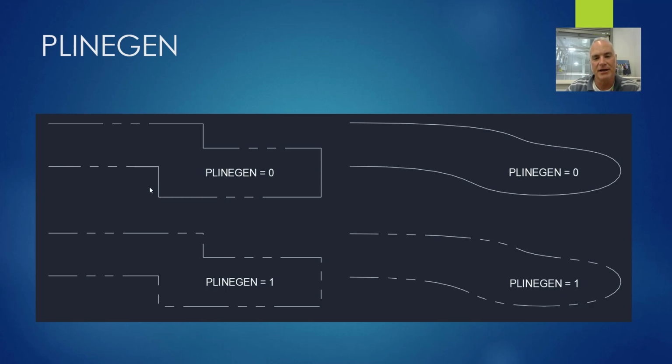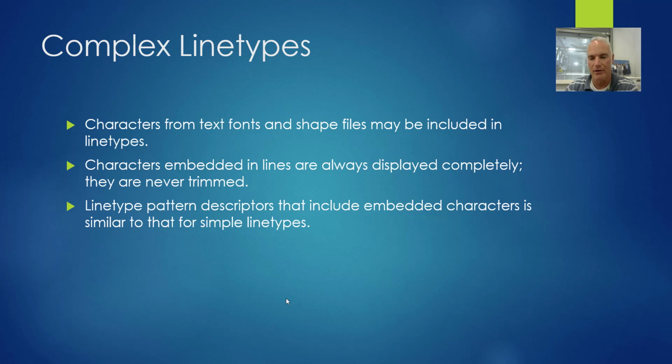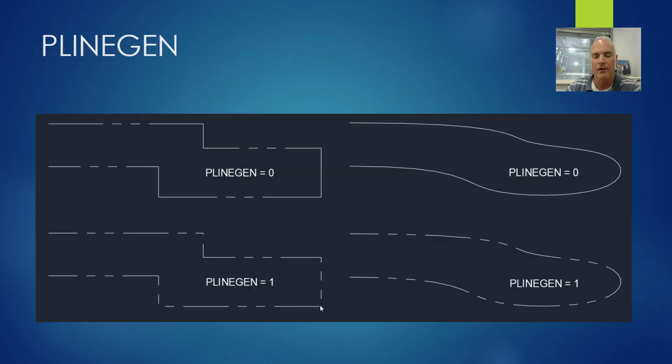If I change PLINEGEN to a value of 1 though, you'll see that it starts at one point, ends at the other point, and allows those dashes to be distributed evenly around different corners. I could even end up with corners like this one and this one, where there are no dashes at the corners, which can make it a little bit funky.